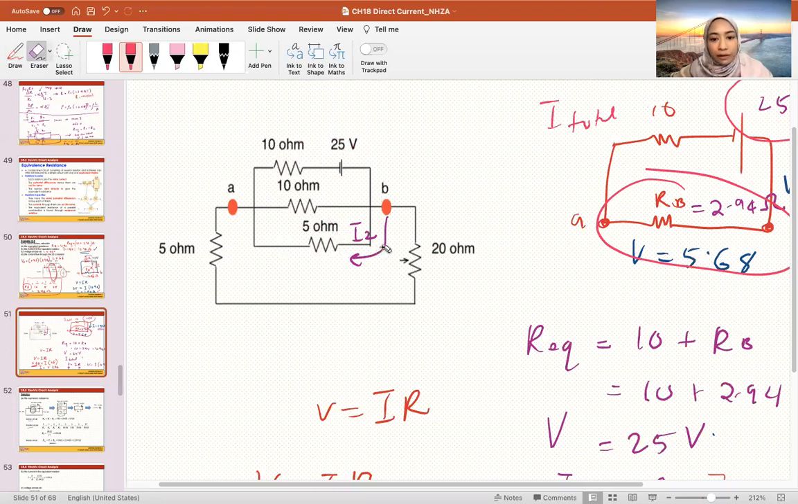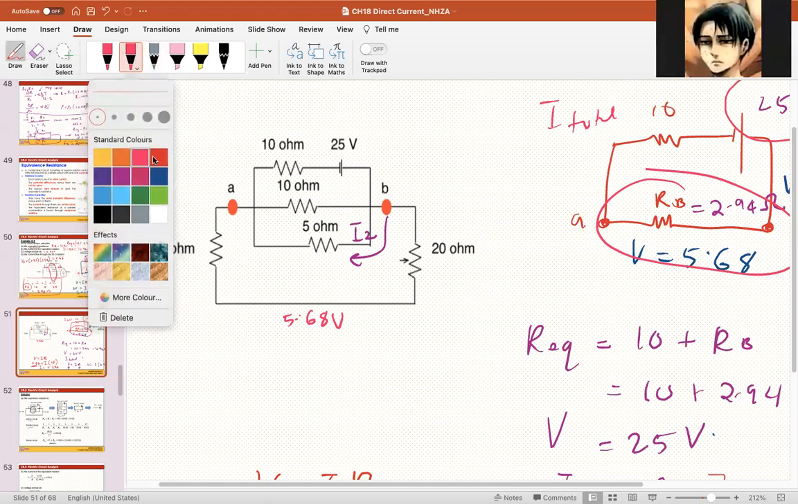I2 flows through 5 ohm and kita dah tahu from our 25 battery and the voltage flowing through, the voltage through A and B is 5.68 volts. I want to find I2. I2 is the current flowing through 5 ohm. Okay. What is my V and what is the R that I need to use to find I2? Boleh guess? It's okay if you get it wrong.